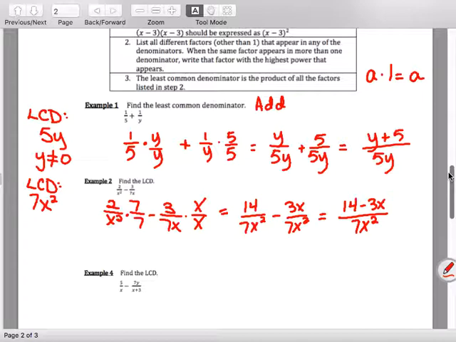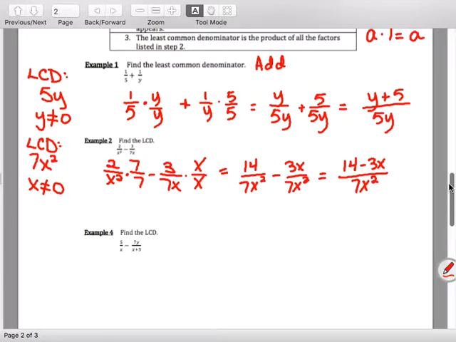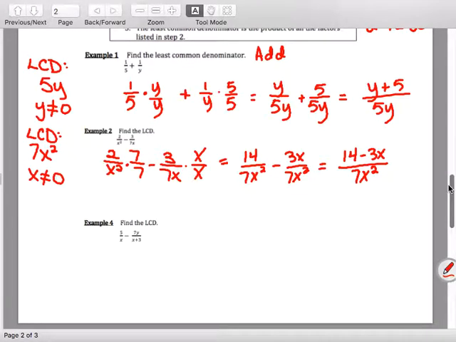And I did not do my restrictions, so let's come back over here. You take 7x squared, set it equal to 0. Divide by 7, square root, x can't be 0. So you've got to build the common denominator with the first one. You build the common denominator with the second one. So they're not necessarily the same. It's like what's missing to give you the LCD. Okay, let's try the next one.